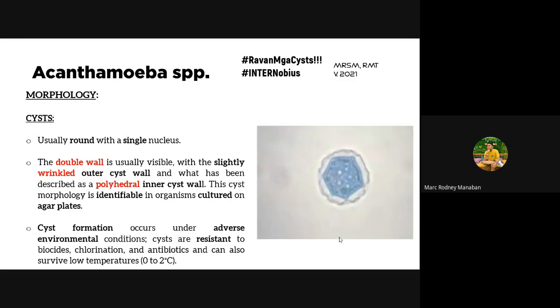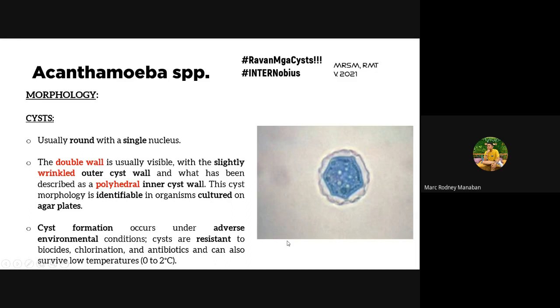So here's an example of your cyst. Generally its shape is round, but its outer wall is wrinkled, like a wrinkled blanket. Wrinkled outer cyst wall, and the inner is polyhedral. So polyhedral means it assumes a polygon shape. This is a pentagon in this type of cyst. All right? But the most important is the wrinkled outer cyst wall. Yes, it's a double wall, you have the outer and the inner. Okay? All right. So that's for the cyst.